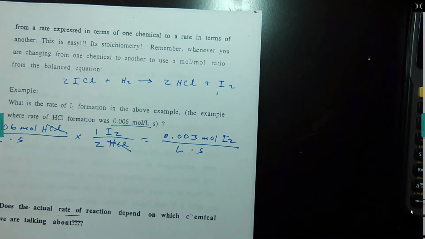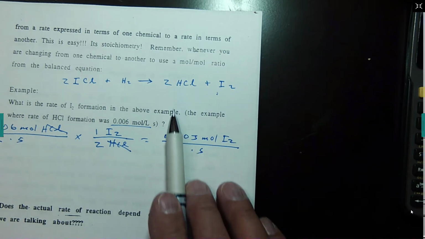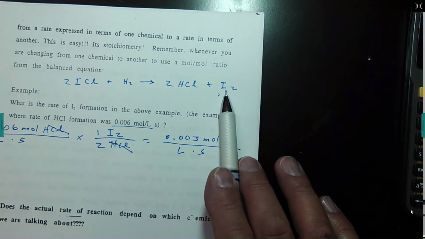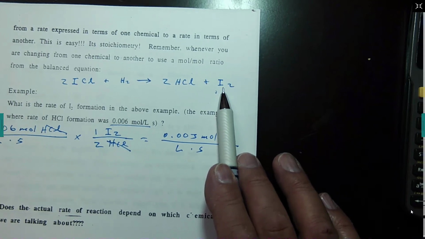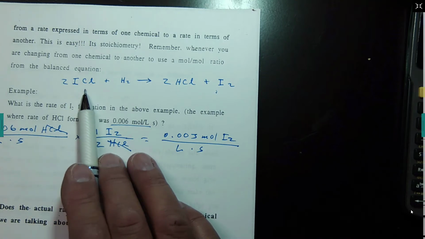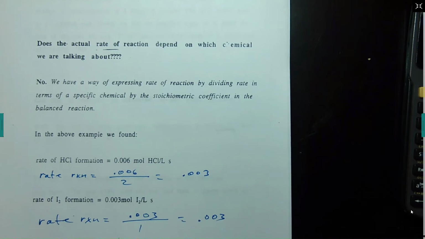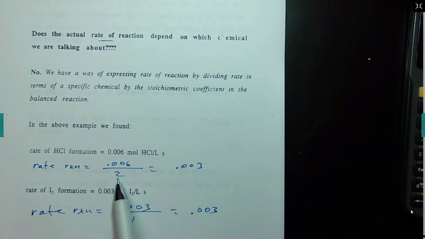Now, when you're working a problem, guys, I almost never will ask you for the rate of the reaction. I'll ask, what's the rate at which you're making this particular chemical? What's the rate at which this chemical is disappearing? If you absolutely have to find the rate of reaction, divide by the coefficient and you're there.